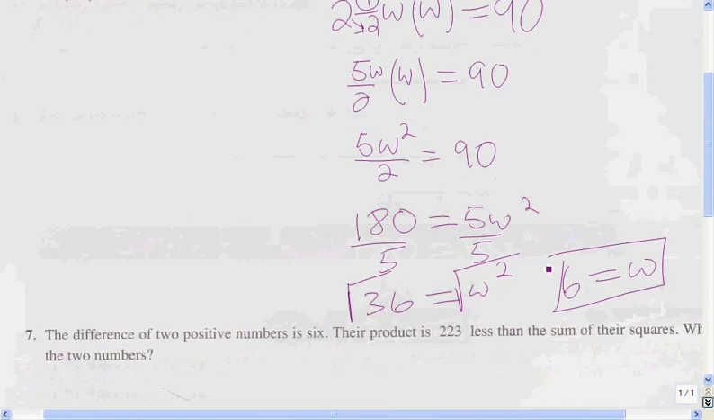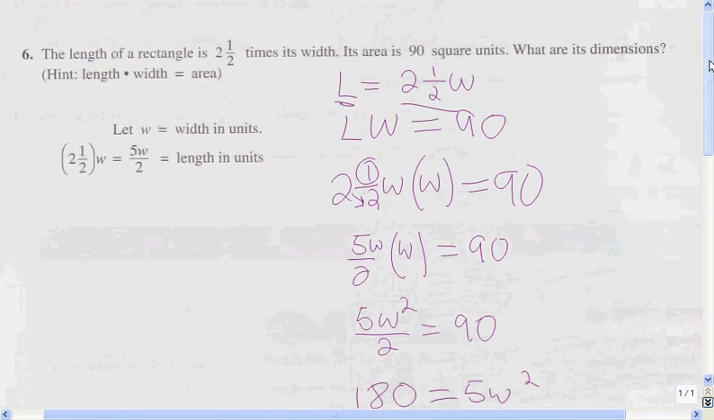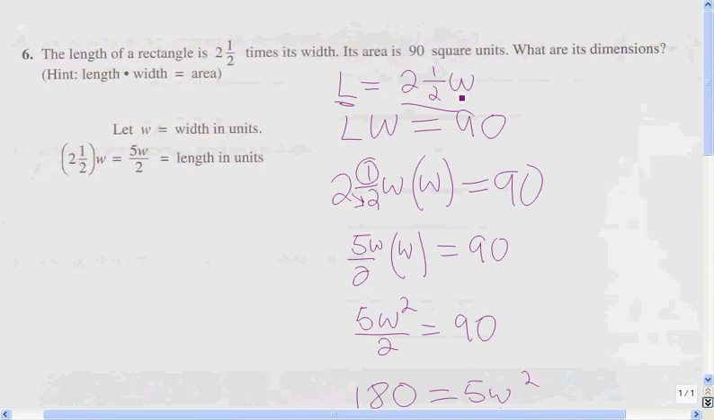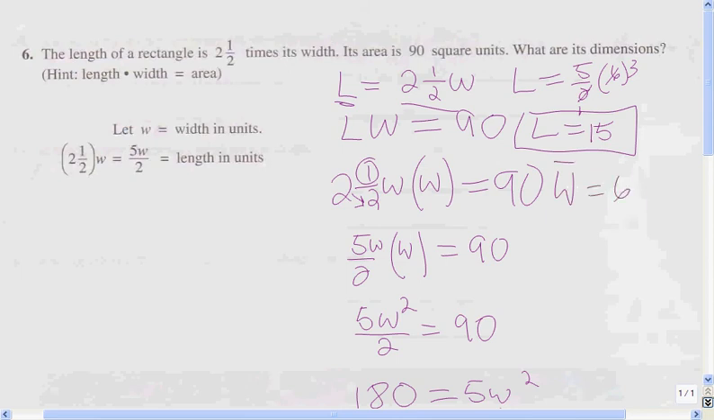There's actually two answers. There's a positive 6 and a negative 6. But since you can't have a negative measurement, you can't measure and get a negative number, so you know that your answer has to be positive 6. So once you know that W is positive 6, you plug it in here to figure out what L is. So L equals 5 over 2 times 6. You could cross cancel 2 and 6. So L equals 15. So your answer is L is 15 and W is 6.